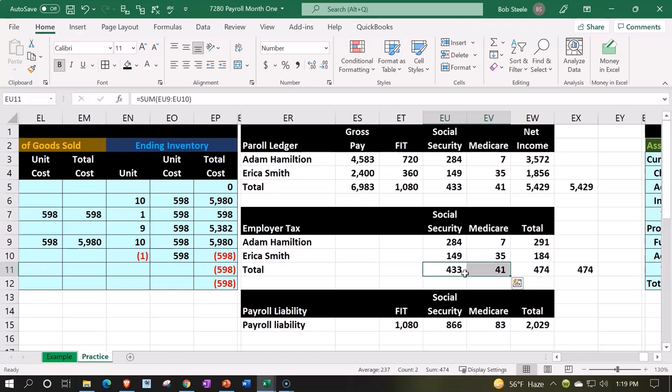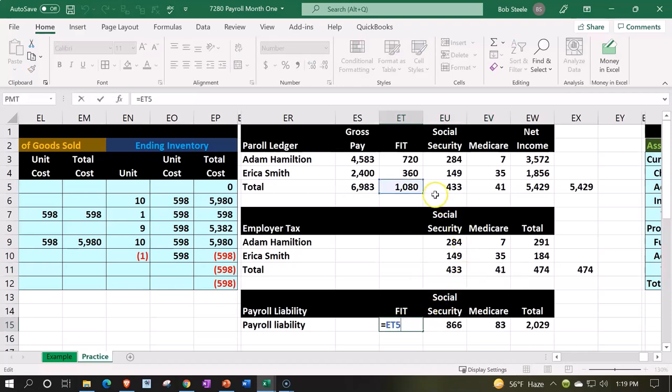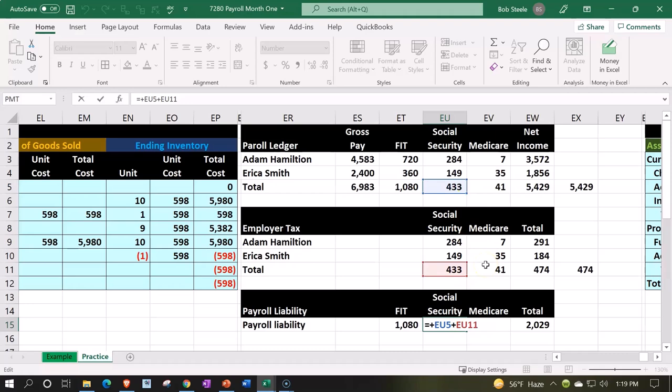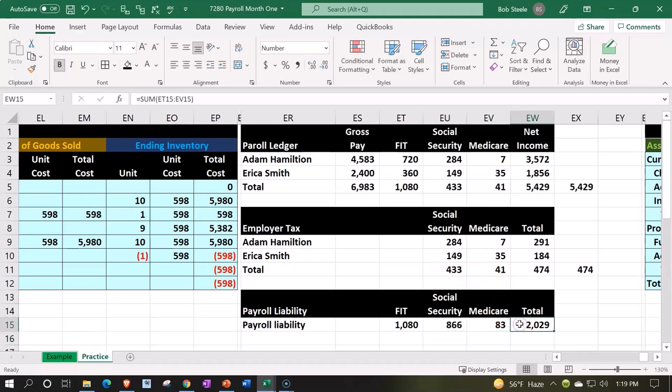Therefore, the liability that we have piled up that we're going to have to pay to the government from this transaction is FIT, which is just the employee side that we took from the employee, or in other words, withheld from them. The Social Security, which has an employee and an employer portion, so half of what we are paying in essence came from the employee and half of it is our portion. Same with the Medicare. So this is what we would expect the total liability to be that we will have to pay.